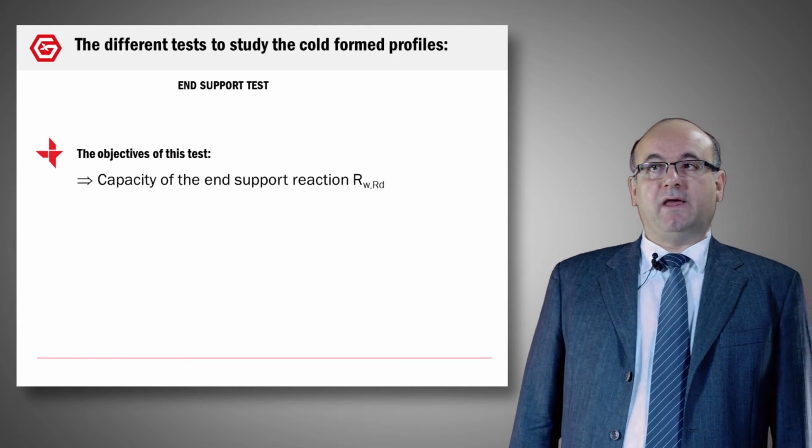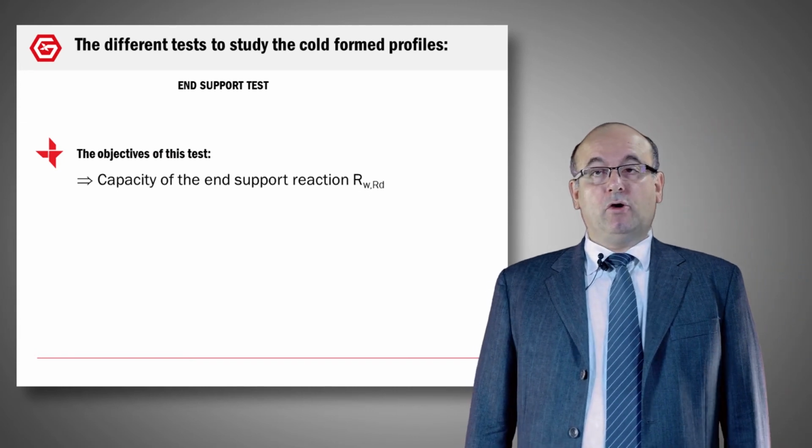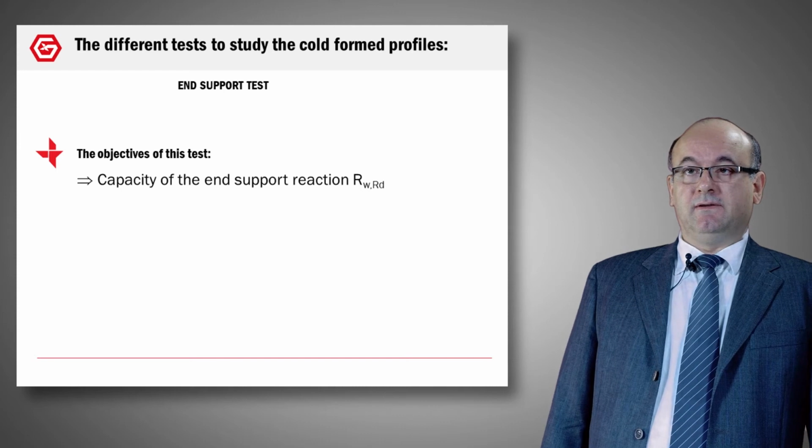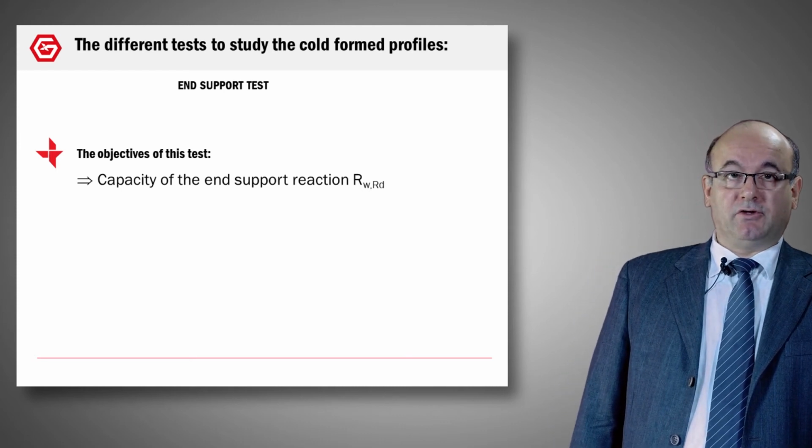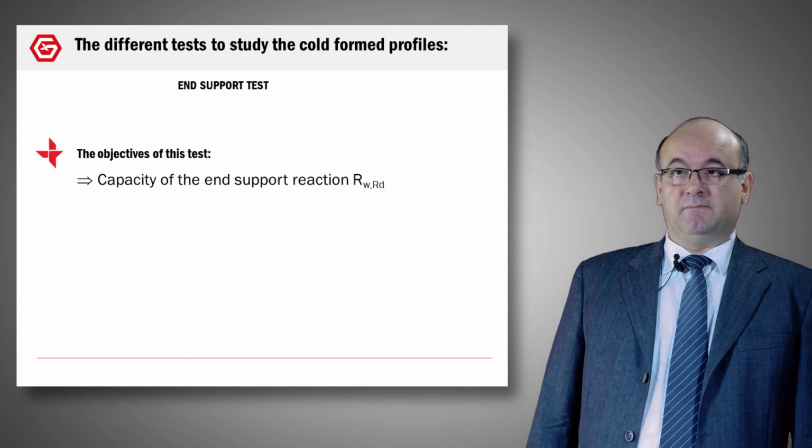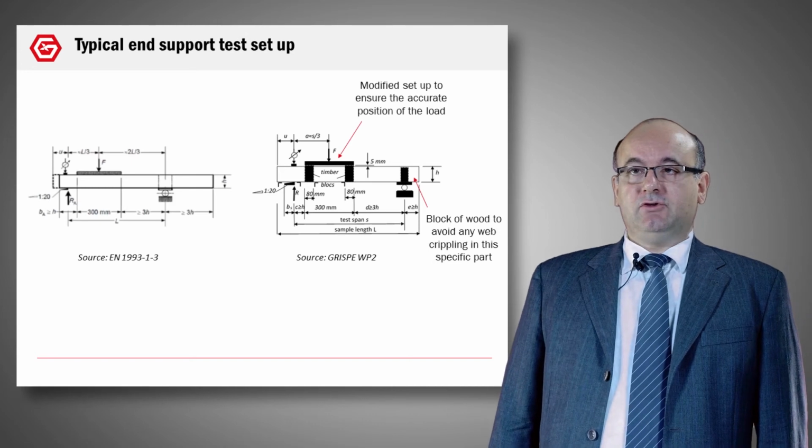Another test now, the end support test. The objective of this test is very simple: determine the capacity of the end support reaction, RWRD. We can see two setups.